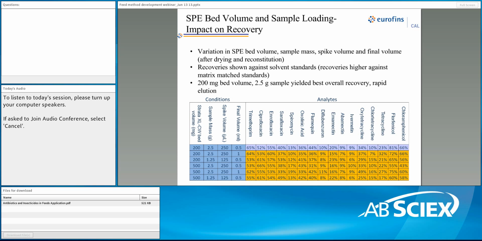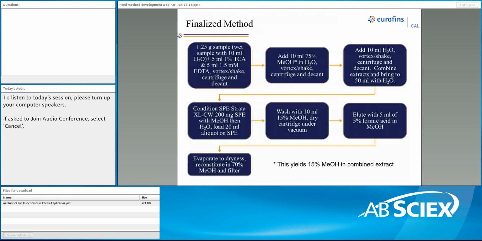So what we decided from this is that using the lower bed volume would be optimal, because we can elute faster through these with the smaller volume. It helps us speed up the method and use less solvent. That was where we moved forward from there.